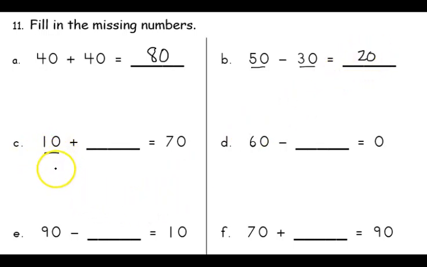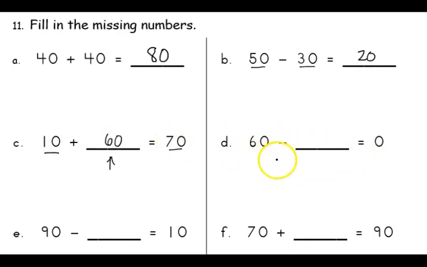Next, I started with 1 group of 10. I added some more 10s, and I got 70. Well, 1 plus 6 would give me 7, so 1 group of 10 plus 6 groups of 10 would give me 7 groups of 10. 10 plus 60 equals 70.